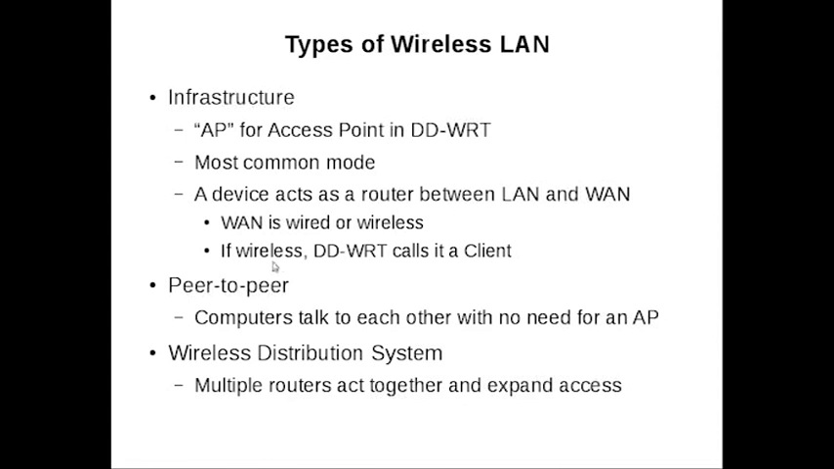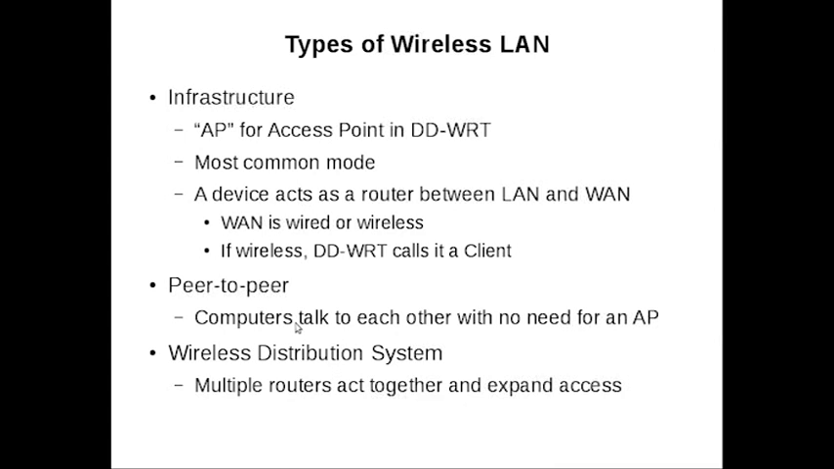In DD-WRT, if it's wireless, like if your ISP gives you wireless internet, then DD-WRT calls your router client, client to be wireless. And peer-to-peer is another type of wireless LAN, and DD-WRT wants to do all of these things and others.